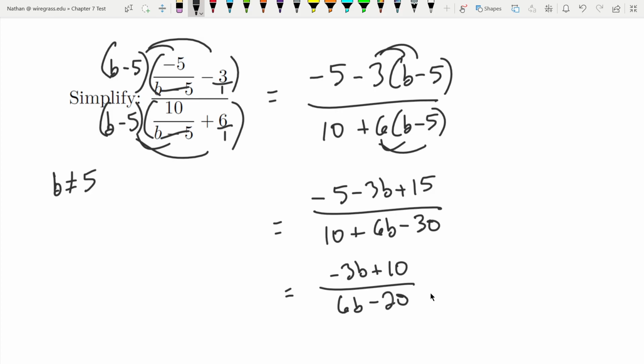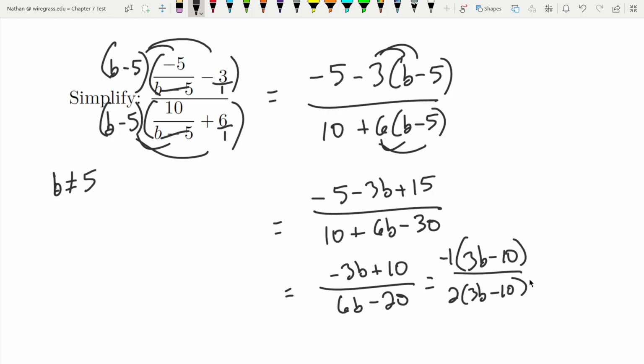Okay. On bottom, I can take out a 2. And on top, I can actually take out a negative. So this first one's negative. Let me do that. I take out a negative 1. That's going to leave me with 3b minus 10. And now you can see I have 3b minus 10 on both top and bottom that I can cancel.